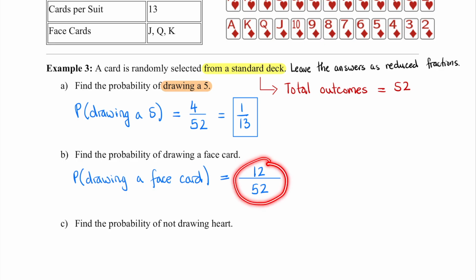Now, let's simplify this fraction. Both 12 and 52 are divisible by 4. So we divide 12 by 4 and divide 52 by 4. We get 3 over 13.